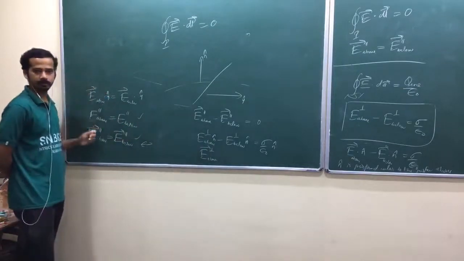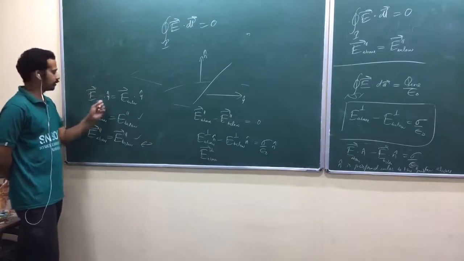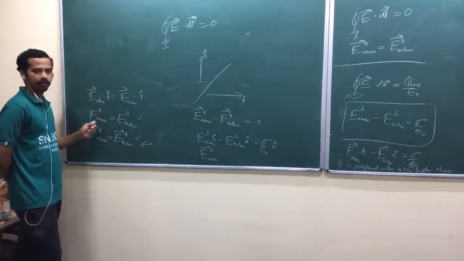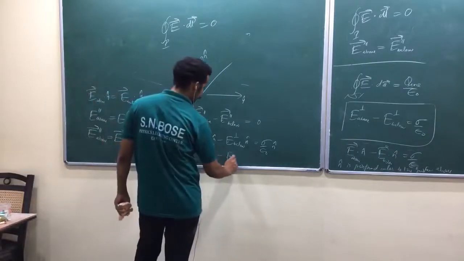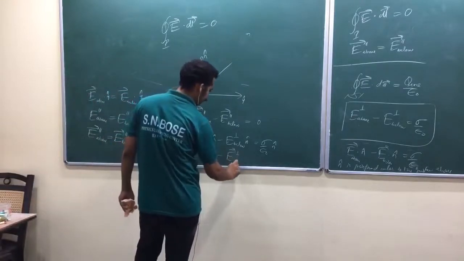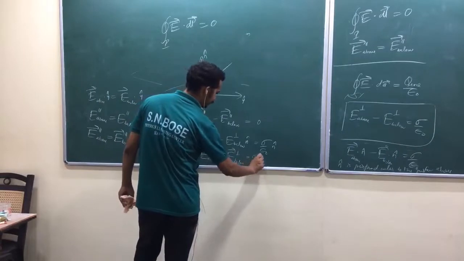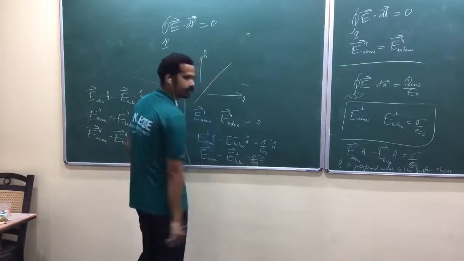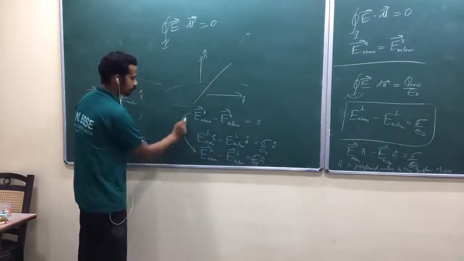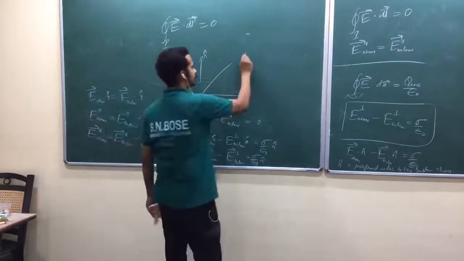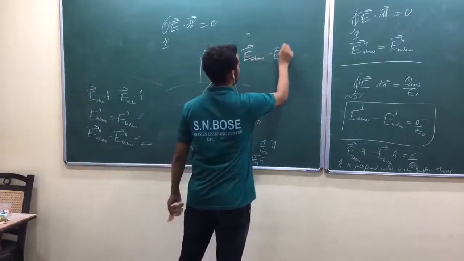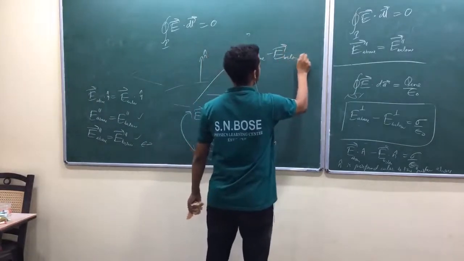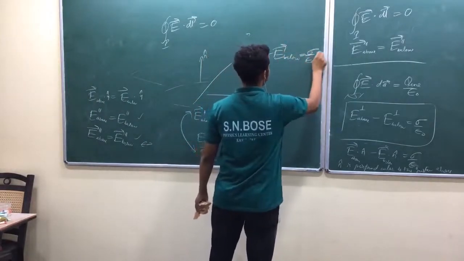Earlier, before writing that one, it was E parallel above. Am I right? So now can I just write like this: minus E perpendicular vector below, sigma by epsilon naught into n cap. Let me add these two vectorially. What I get here is E vector above minus E vector below is equal to sigma by epsilon naught n cap.